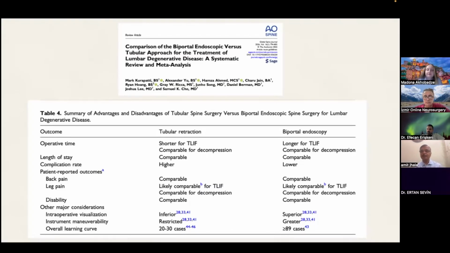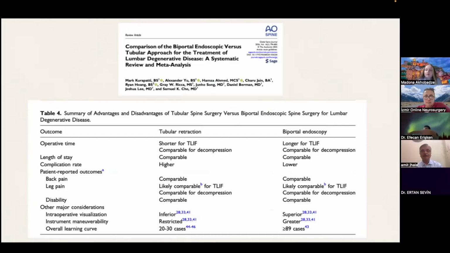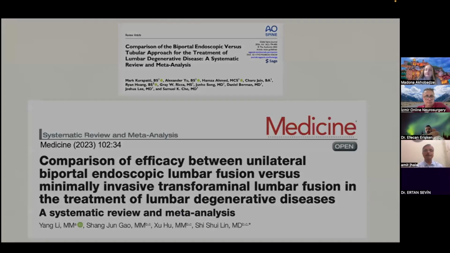Maneuverability is much better with biportal endoscopy, but the outcomes are the same. The learning curve is much more with endoscopy. So here also the surgeon should know that if you are well versed with endoscopy, then yes, it is much better, but it has a longer operative time and a longer learning curve. Similar outcomes are there in different reviews.